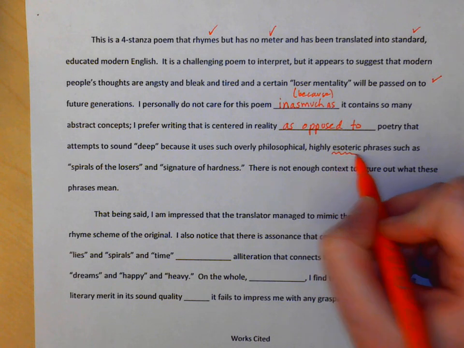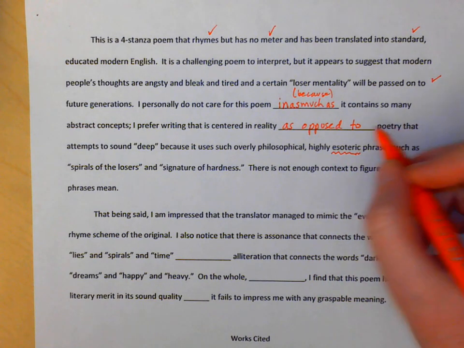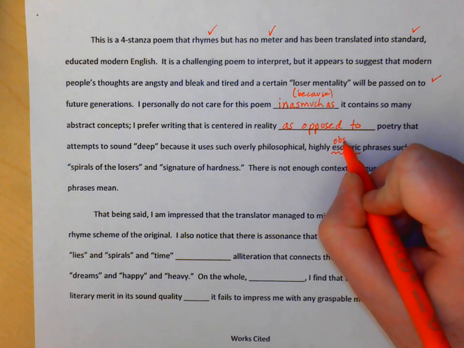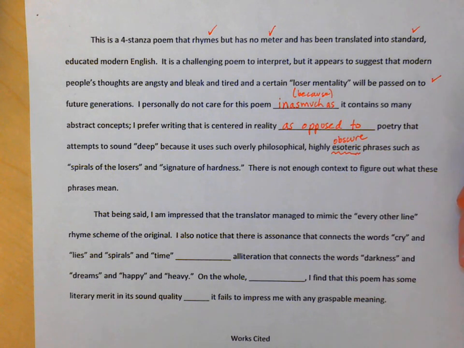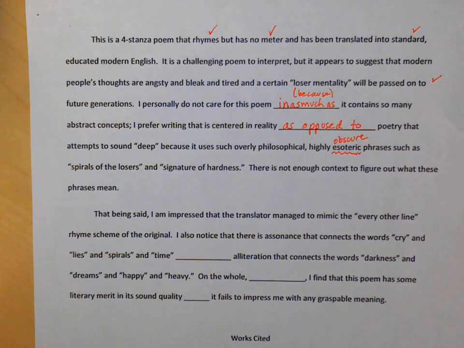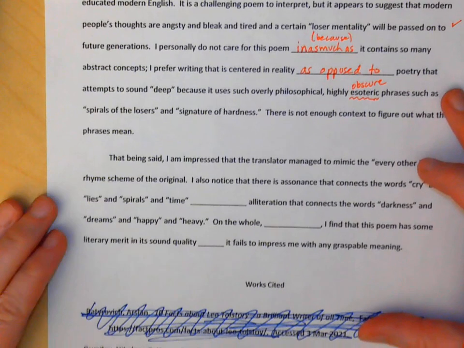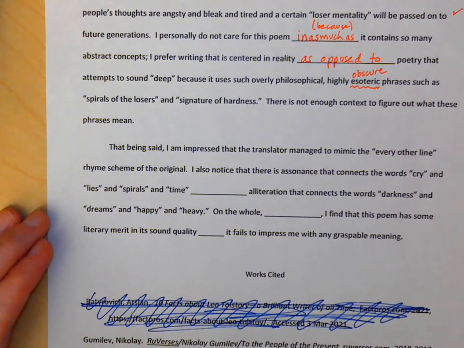This is a fun word right here, this word esoteric. Esoteric means obscure. And it's used when something is so almost falsely intellectual, all these high intellectual phrases, like Tim Erickson's poetry, I think. Anyway, very esoteric, intellectual sounding, but it goes over your head, very obscure, hard to figure out. Esoteric, it's a good word. That being said, I'm impressed that the translator managed to mimic the every other line rhyme scheme.